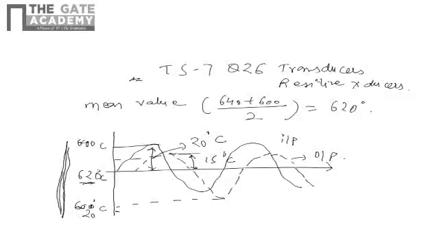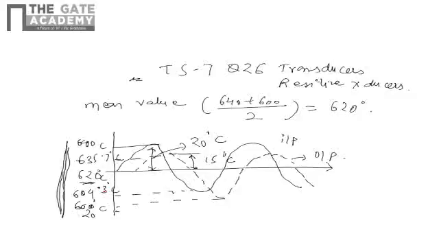Fine. So this temperature becomes 635.7 degrees Celsius and the bottom one becomes 604.3 degrees Celsius. Fine. So the amplitude of 20 degrees Celsius is shown below.